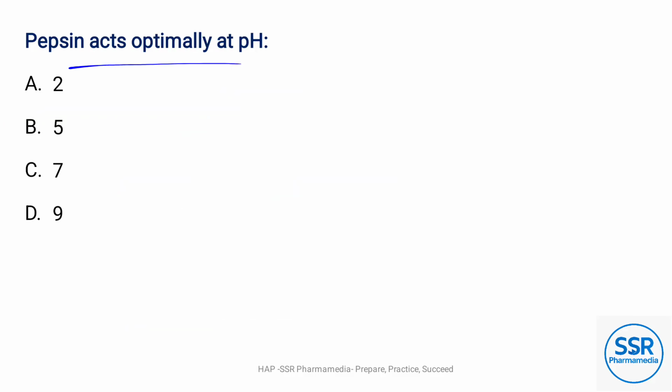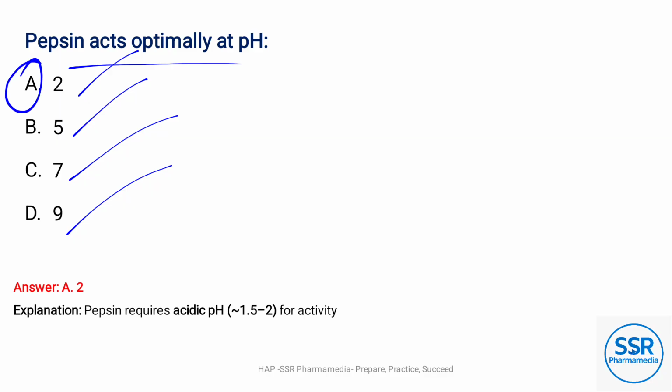Pepsin acts optimally at pH option A, 2. Option B, 5. Option C, 7. Option D, 9. The answer is option A, 2. Pepsin requires acidic pH of nearly 1.5 to 2 for activity.